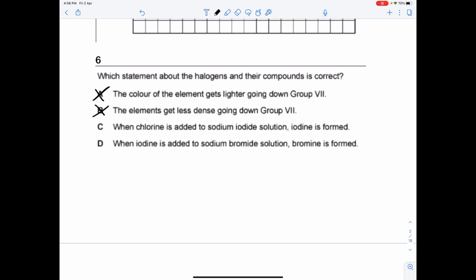When chlorine is added to sodium iodide, iodine is formed. Yes, chlorine is more reactive than the iodine. Let's just check the last one. When iodine is added to sodium bromide, bromine is formed. No, iodine is less reactive, so the sodium's going to stay coupled with the bromine. The answer must be C.